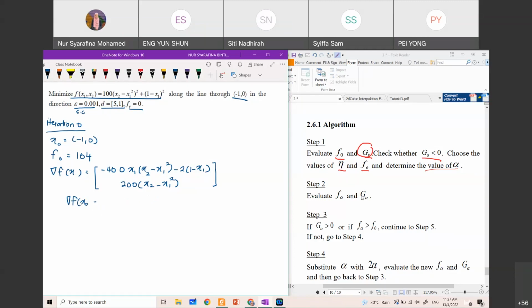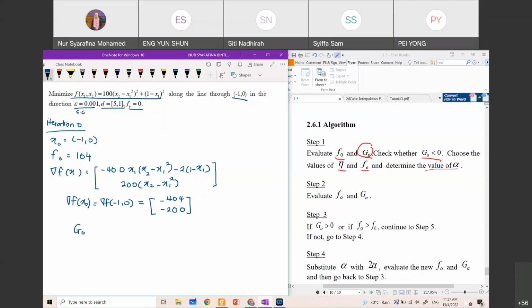I skip the calculation here. In this step, you substitute x1 with minus 1 and x2 with 0, then you get minus 404 and minus 200. So now this is your gradient of f at x0. Now you have your f0, evaluated. Now you want to evaluate g0.